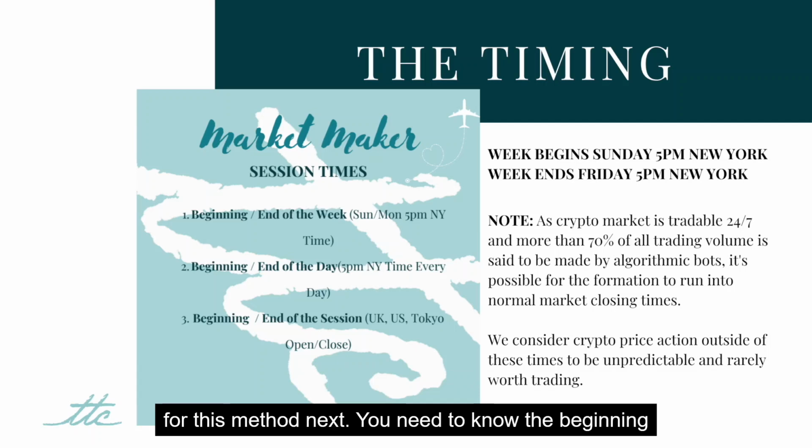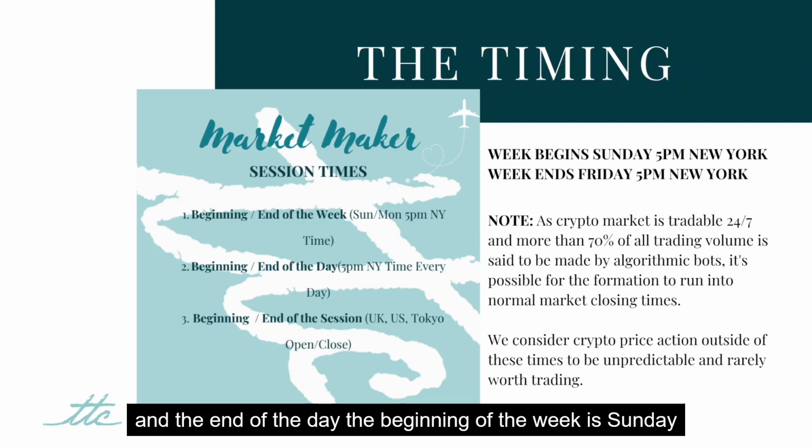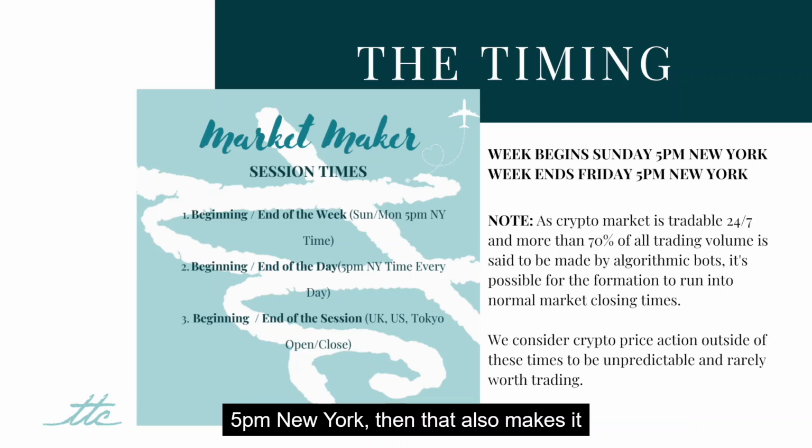So now you know the beginning and the end of the trading week for this method. Next, you need to know the beginning and the end of the day. The beginning of the week is Sunday, 5 p.m. New York. Then that also makes it the beginning of every day. So 5 p.m. New York is the beginning and also the end of every day, from Sunday to Friday for the purpose of this method.